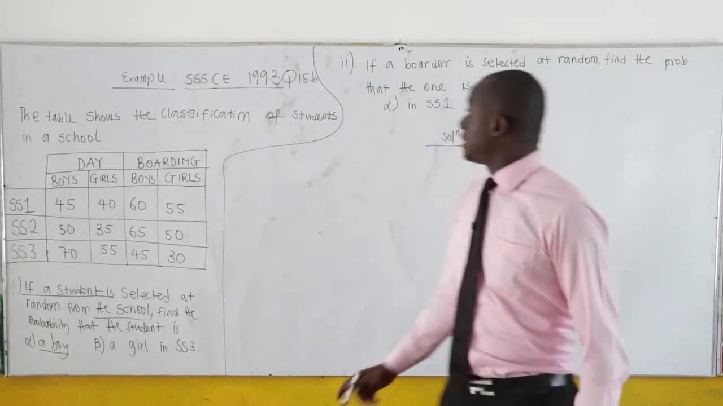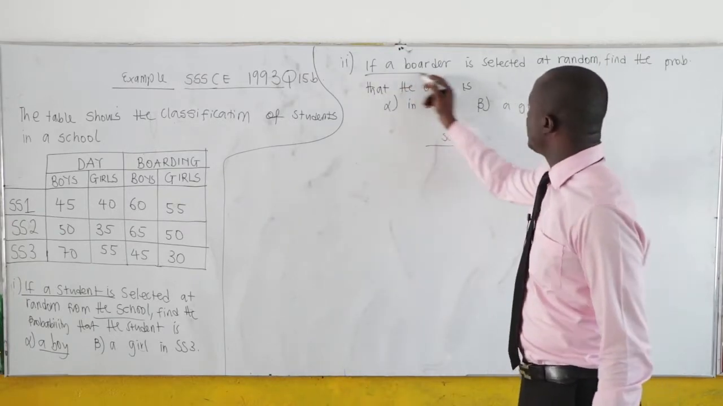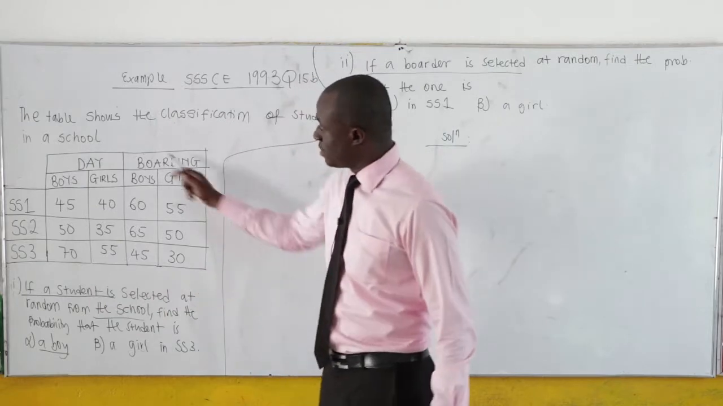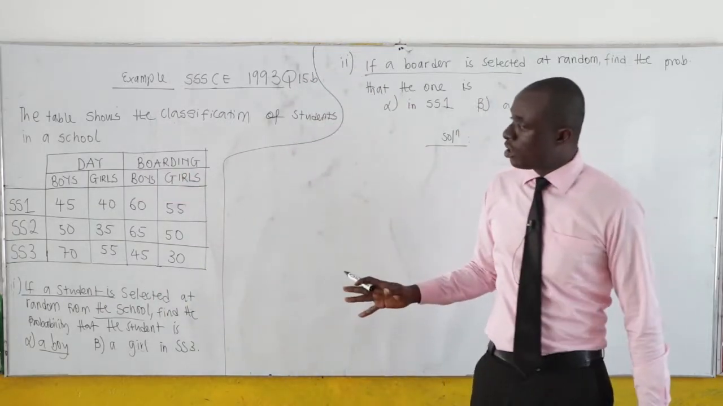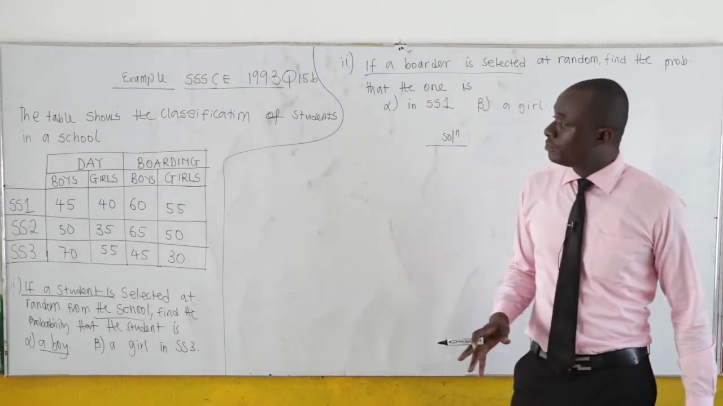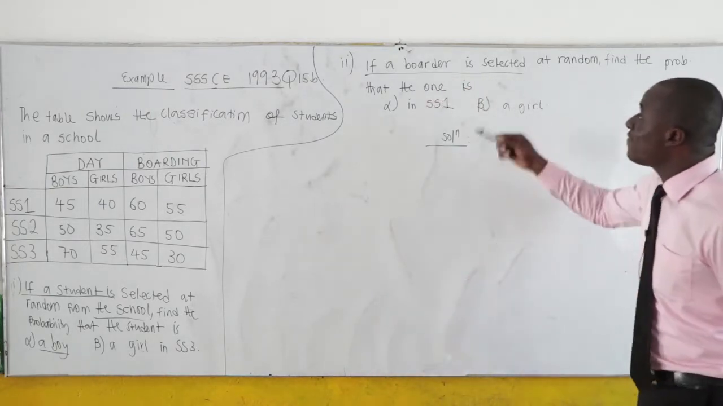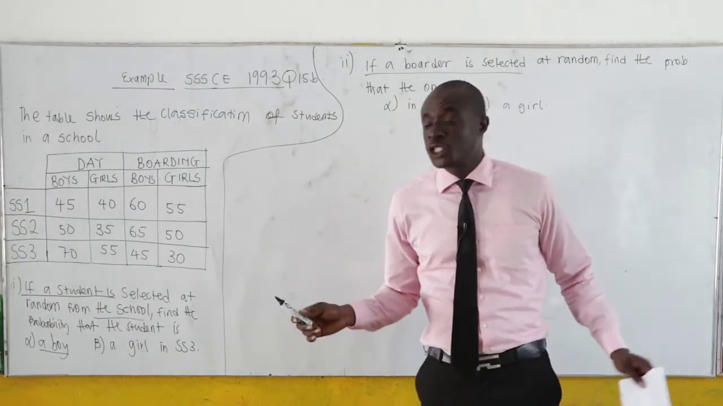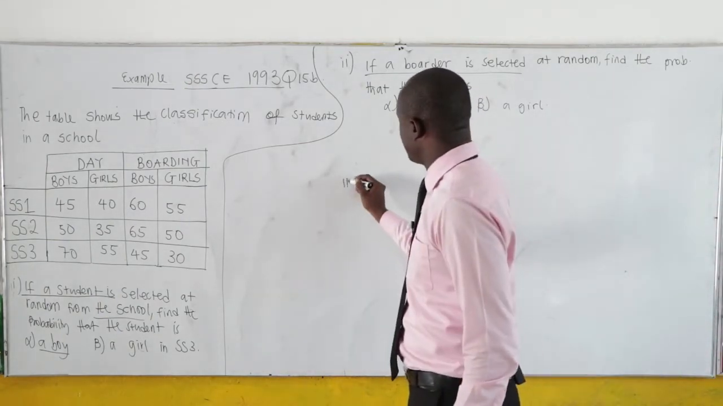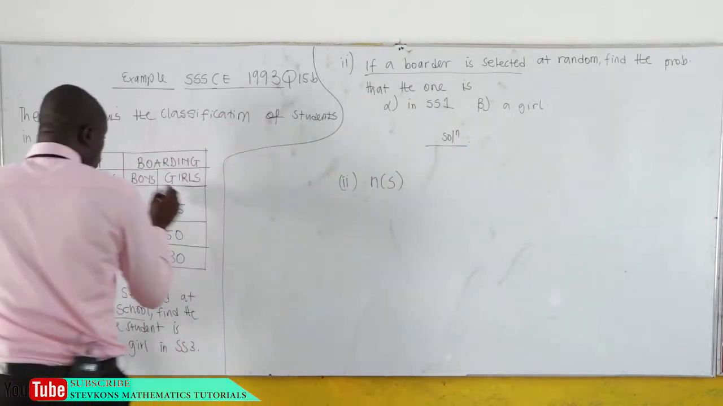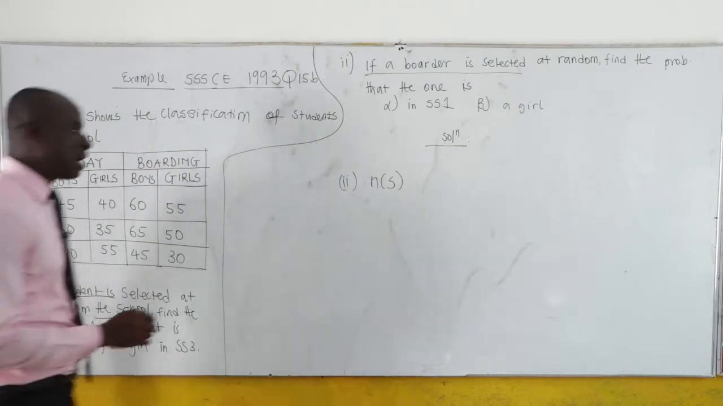Now let's see the second one. The second one says that if a boarder is selected. Now the first one says that if a student is selected. So that is the whole school, all the students, including the day students and then the boarders. But here it says that if a boarder is selected, hence our sample space will change. So with the second one, our sample space becomes only those in the boarding house.